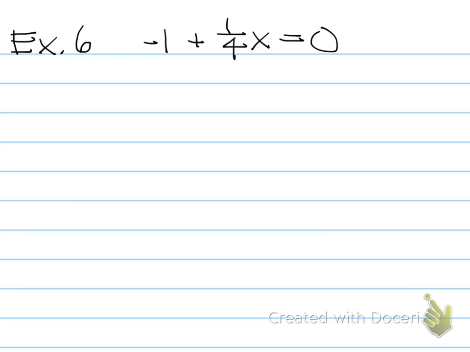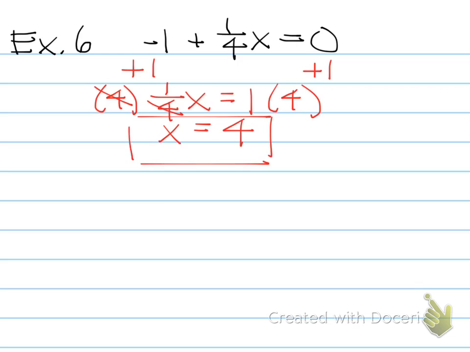And the last example, you see that there's no y's in the equation, so this is going to be the equation of a vertical line since we only have an x variable. So we want to add 1 to both sides. We get 1/4 x equals 1. And then instead of dividing both sides by 1/4, we multiply by the reciprocal of 1/4, which is 4. So those 4's will cancel, leaving us with x equals 4. This is the equation of a vertical line that crosses the x-axis at positive 4.